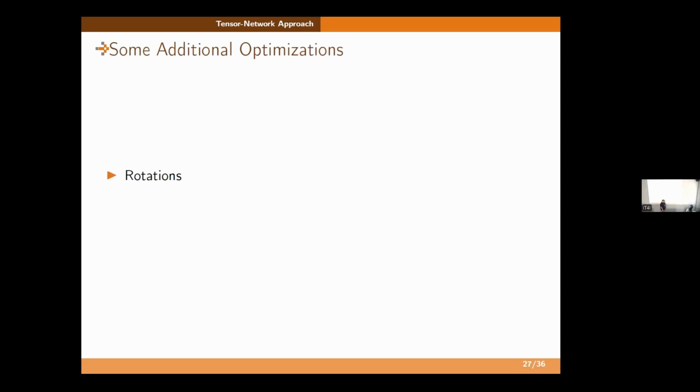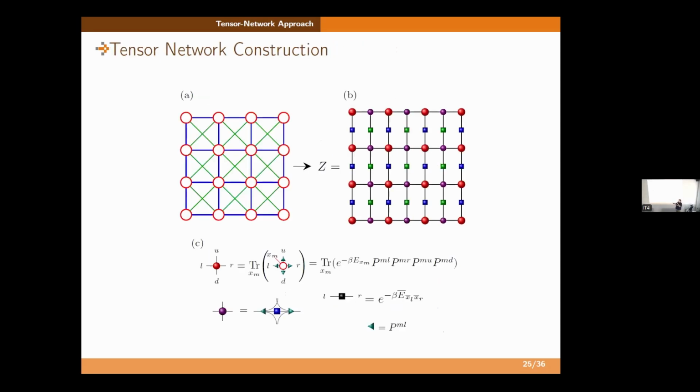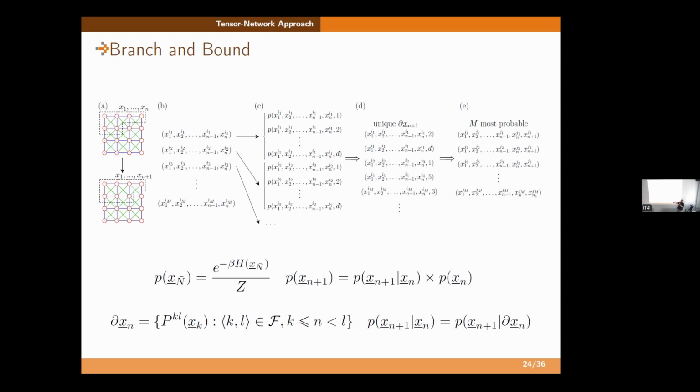And now I want to talk to you about some additional optimizations we have in our algorithm. First of all is rotation. Because, as you can see from here, we are going just in one direction. And also I want to mention that the contractions we are doing here are approximate. We are not contracting the tensor network exactly, because then we would be solving an even harder problem than the one we started with. Because, reminder, to contract a PEPS network exactly is a #P problem, which is harder than the NP-hard problem that we started with. So we are using approximate contractions, so that we can solve this problem.